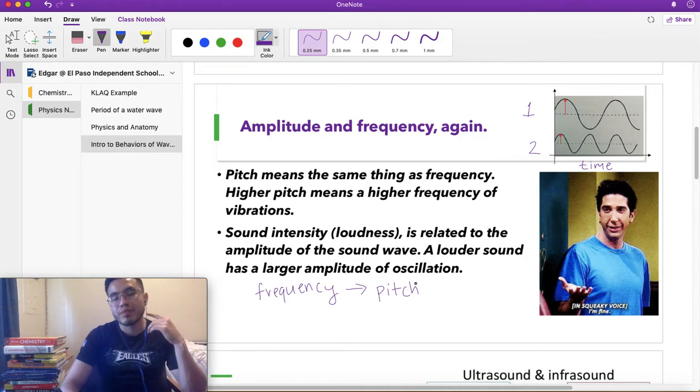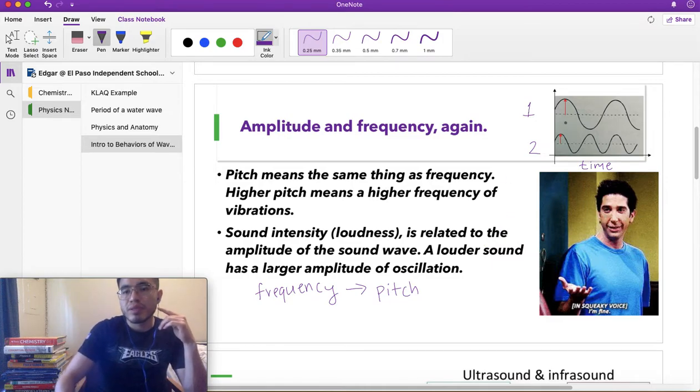Now amplitude. Amplitude, we defined it as the distance from the reference point, which is this dotted line, to a crest, or you could also say to a trough or valley. Now, let's compare these two. The amplitude for wave 1 is greater than the amplitude for wave 2. You can see it by the length of the arrows. What does that mean? It means wave 1 has a higher intensity or has a higher volume. It's going to sound louder.